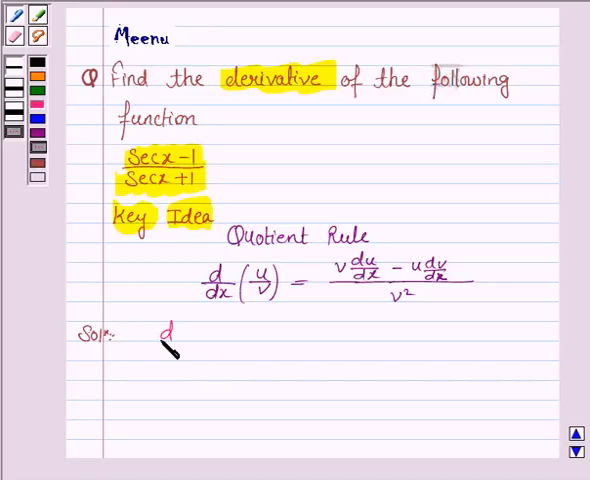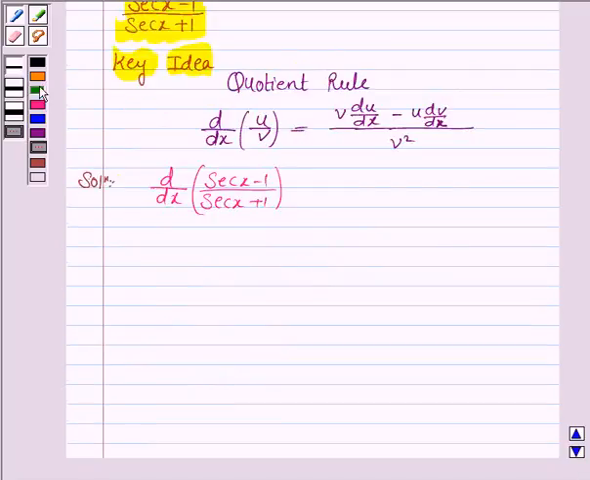We have to find the derivative of the function (sec x − 1)/(sec x + 1). Now, we'll find the derivative of this function using the quotient rule. So, for convenience, let u be equal to sec x − 1 and v be equal to sec x + 1. Now, we find the derivative of this function by the quotient rule.